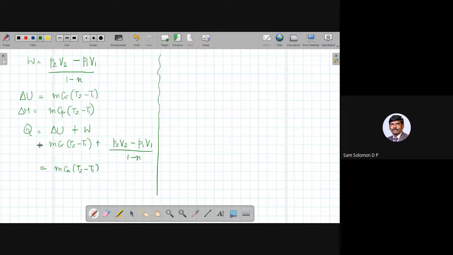Okay, so here for a polytropic process, we are doing this for PV power n equal to constant. This is what we have, and delta S, because you have mCn, that would be taken as mCn. So you will have mCn times ln of T2 by T1. Okay, so that is what you will have for the polytropic process. So I'll stop here with the derivation part.